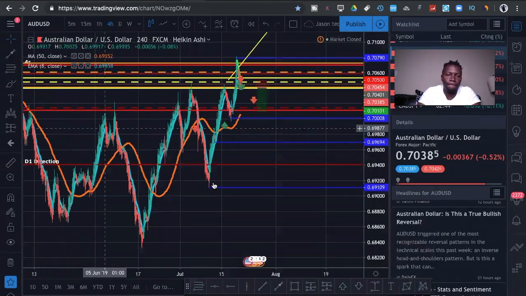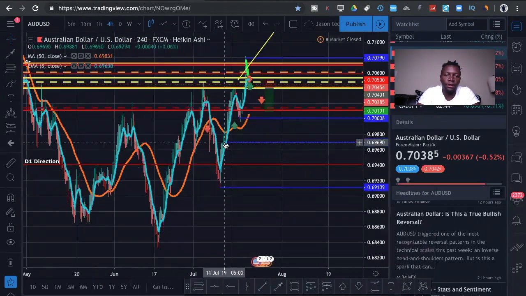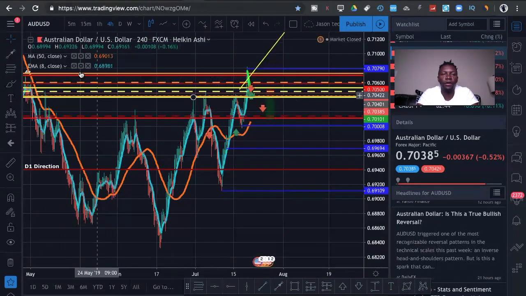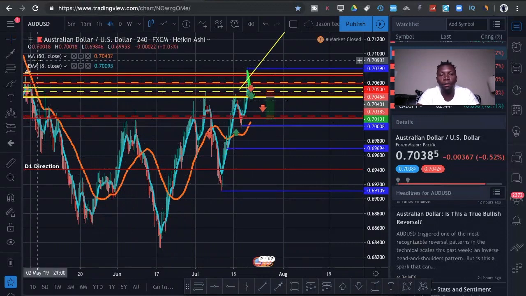All right. My moving average and my exponential moving average are very important. As you can see, my moving average is at 50. My moving average is basically at 50.